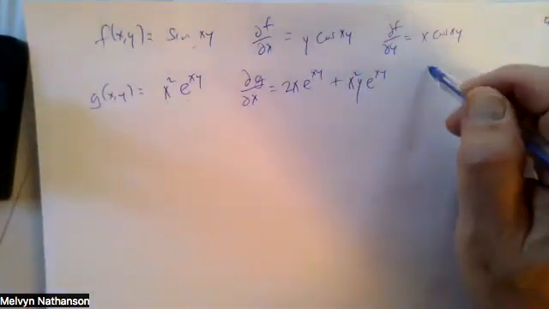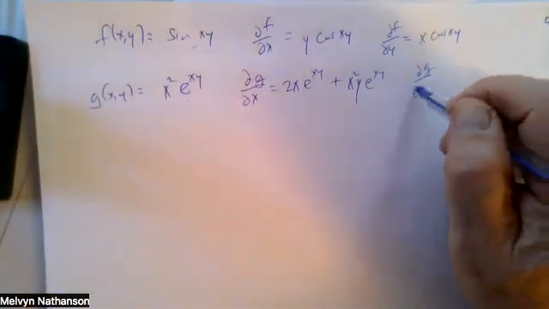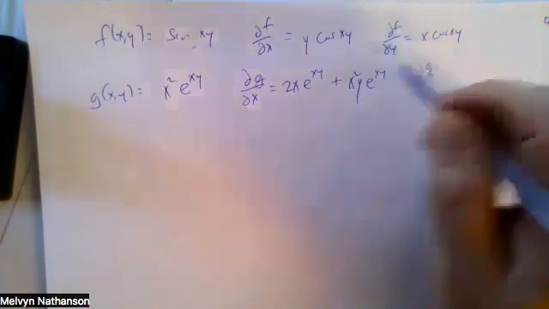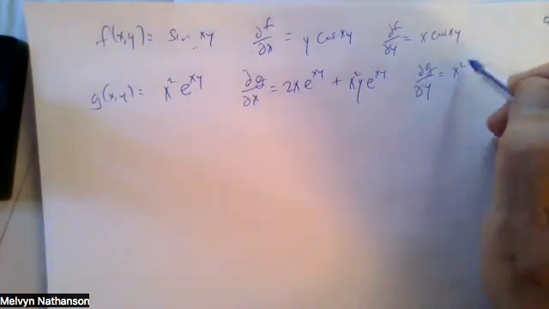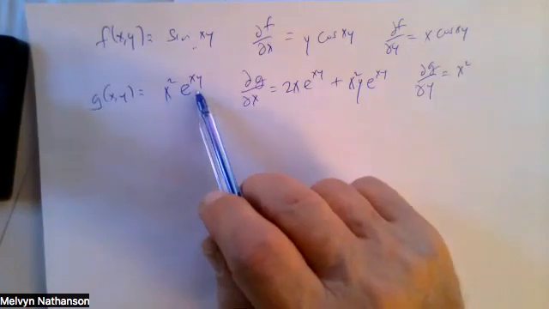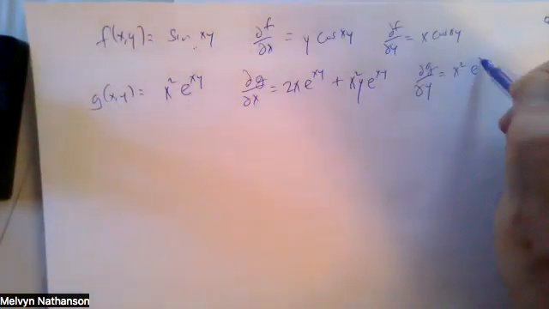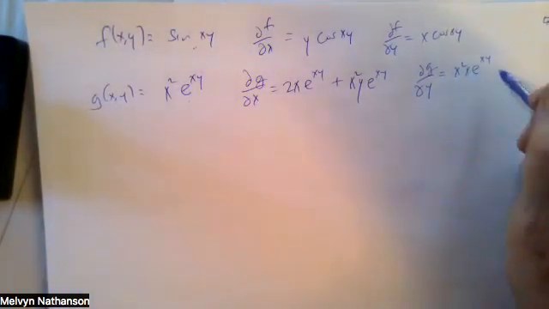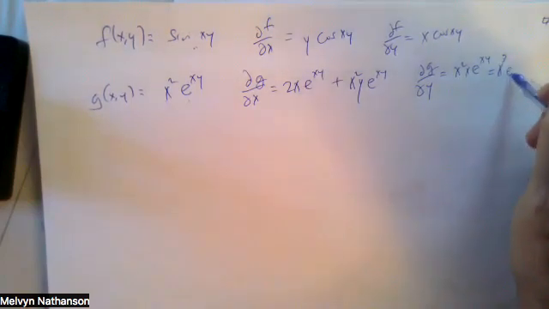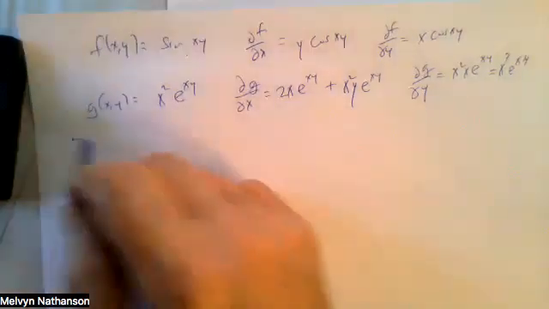And if I differentiate this with respect to y, x squared is like a constant. The derivative of e to the xy with respect to y is e to the xy times x. So we get x cubed e to the xy.